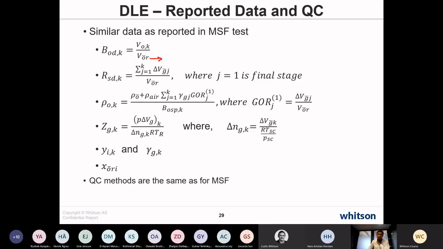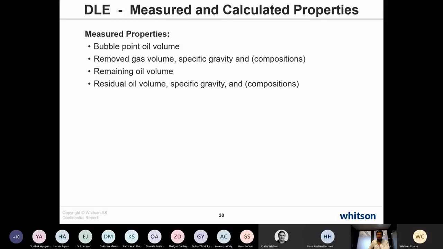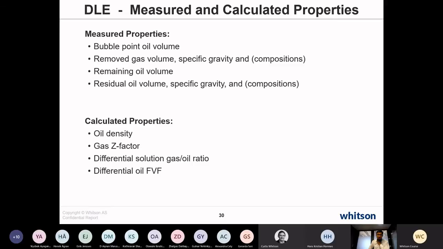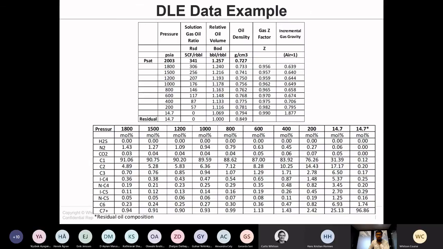We also have the compositions of the gases at each phase, at each pressure, then the gravity of the gas, and also the composition of the residual oil. The quality check methods are essentially the same as the multi-stage separator test. And again the Z factors, you can quality check with the Standing-Katz Z factor chart. I think we went through all these slides. So what are the measured properties and the calculated properties, we will also see here.